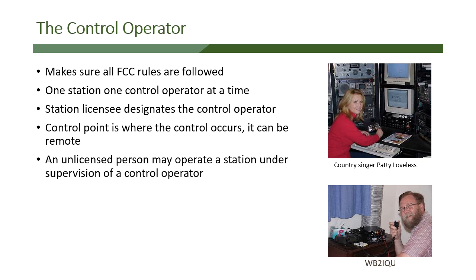And the control point is where the control occurs, and it can be remote. So you can operate your station from another location. So repeaters are really remote operated stations. I can operate my HF station through the internet, where I have a computer simulating the front of my radio, but my radio may be located hundreds or thousands of miles away, and I'm connecting to it through the internet and operating a transmitter with an antenna at a different location. But I'm the control point here in my shack, which might be not where the radio actually exists.